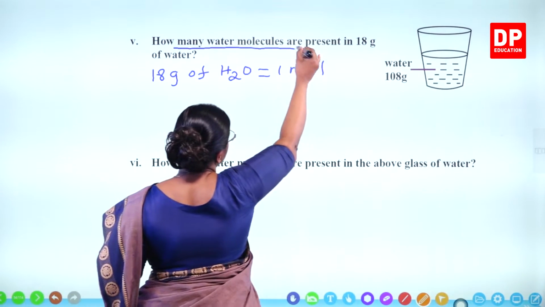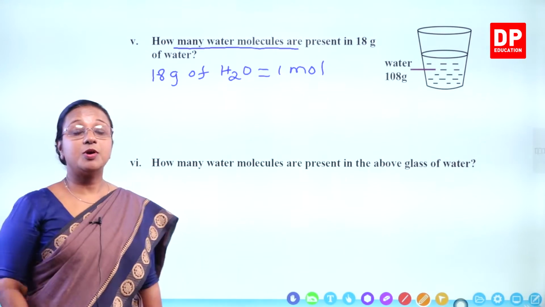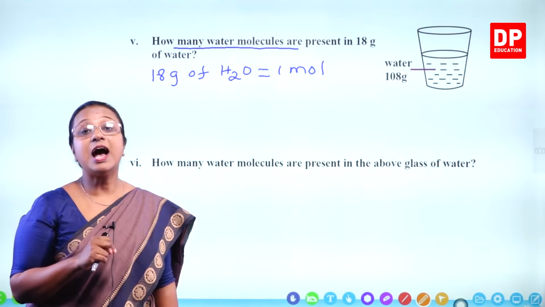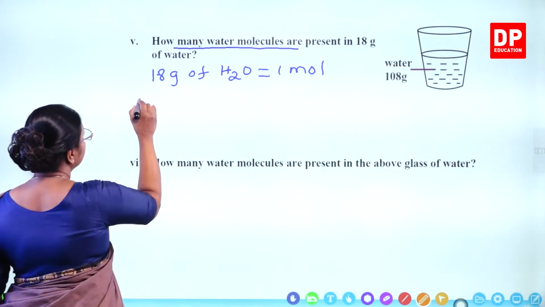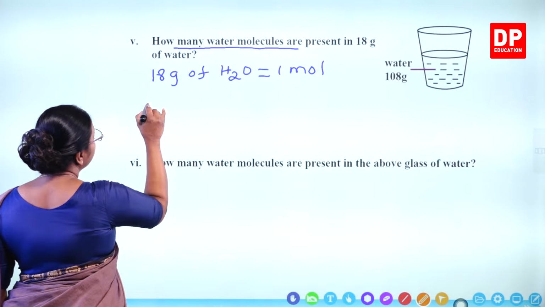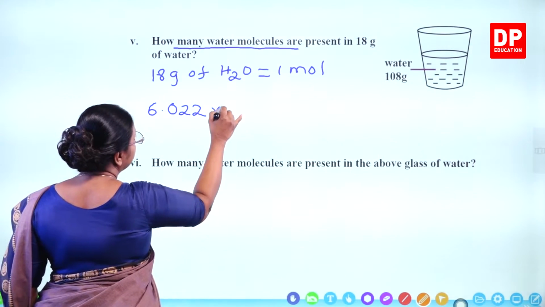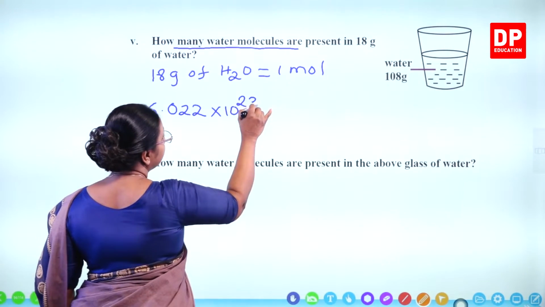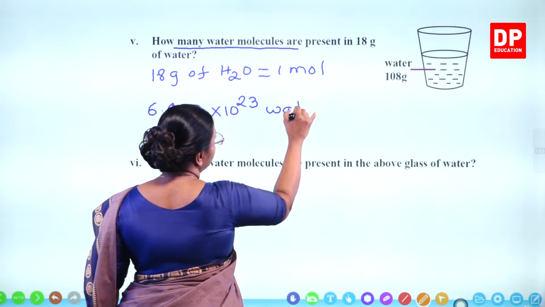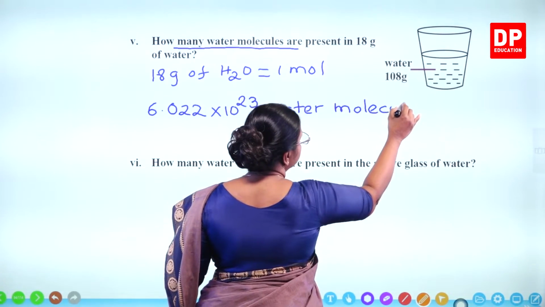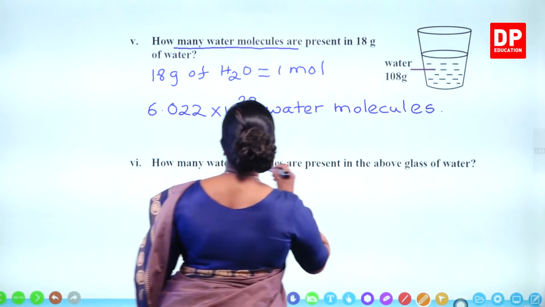Now look at the question. How many water molecules are present? In 1 mole, it is the Avogadro constant. So how many water molecules? 6.022 into 10 to the power of 23 water molecules. So this is the answer you have to write.